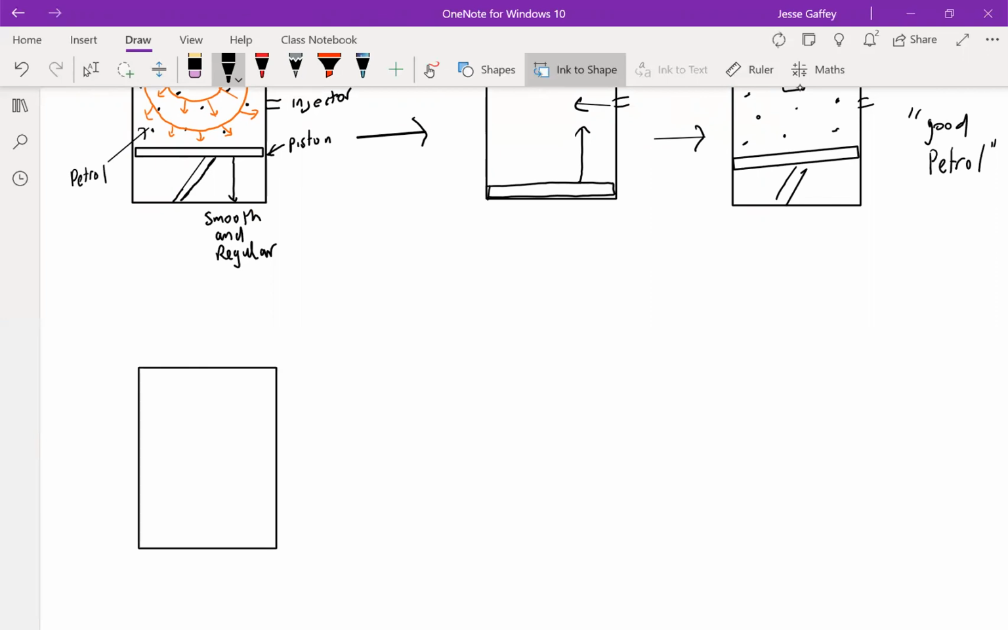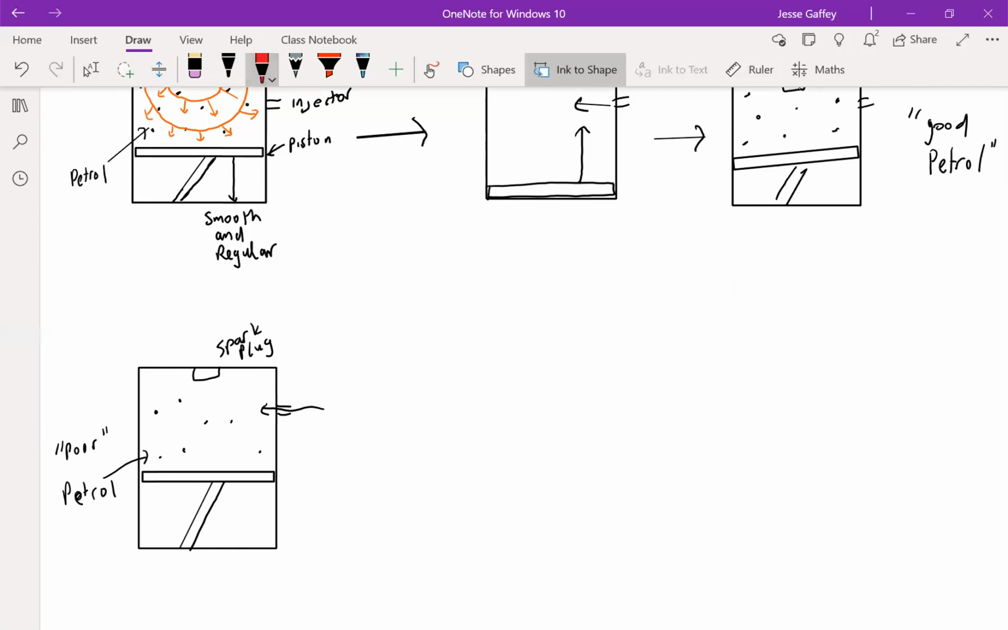So here's our cylinder again and our piston. Okay, and we still have our spark plug. And we have our injector, exact same setup. We have our injector injecting fuel in. So we have our fuel air mixture again. So this is petrol, but it's a low grade petrol. So we're going to call it poor petrol.